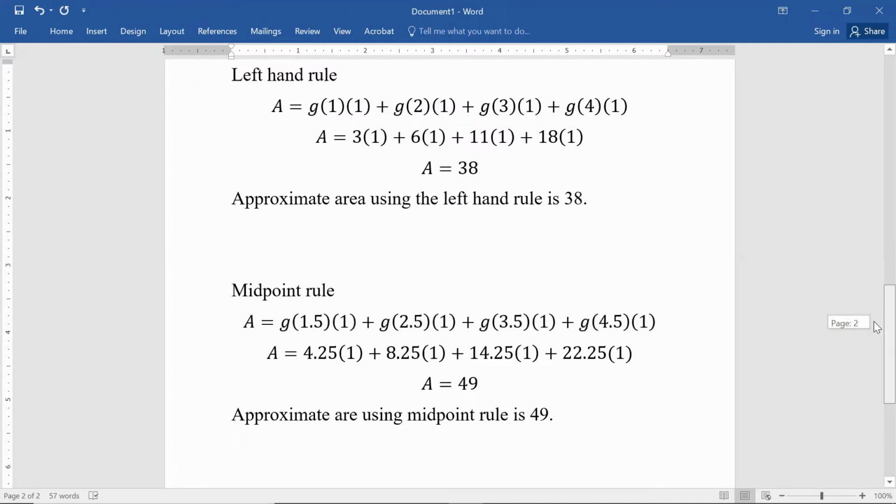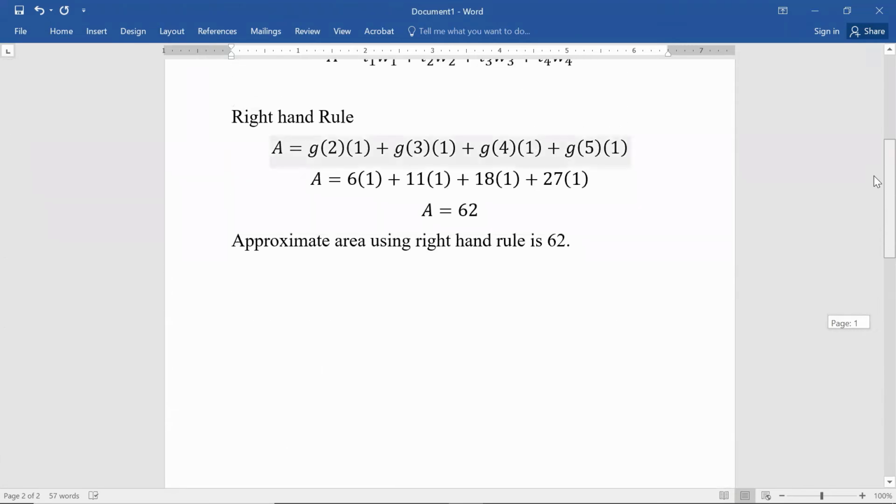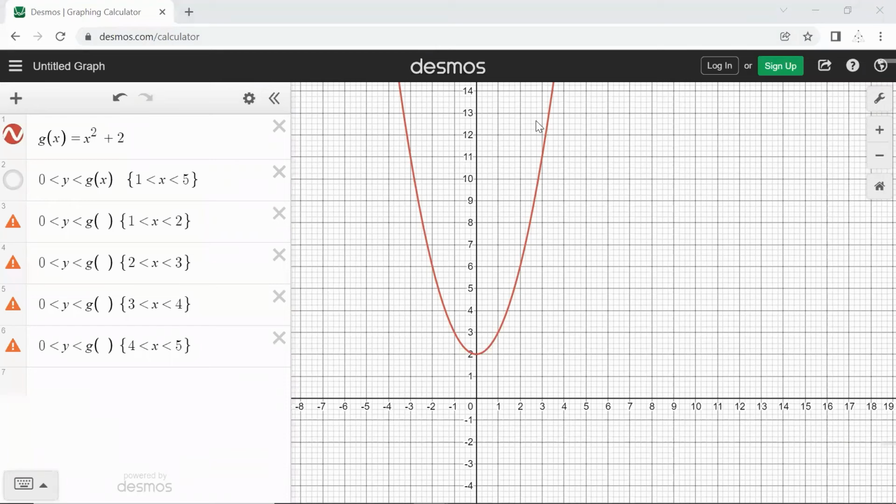So our midpoint rule approximation doesn't give us the same as our left-hand rule and doesn't give us the same as our right-hand rule. In our previous problem, they were all three pretty close. In fact, the left and right-hand rule were exactly equal, and then the midpoint rule gave us something pretty close. I want to show you visually why that is happening.